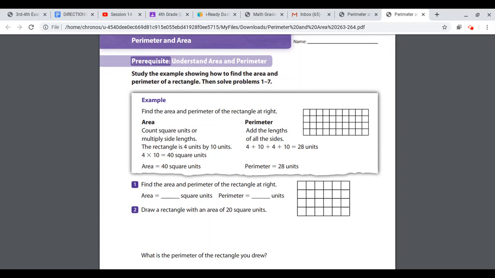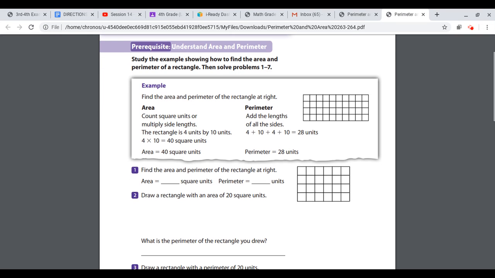So now let's talk about perimeter. Perimeter, you are supposed to add these side lengths. So you're adding 4 over here plus 10 plus 4 plus 10. And if you do that, the answer is 28 units. So you have to remember area is multiplication, perimeter is adding.